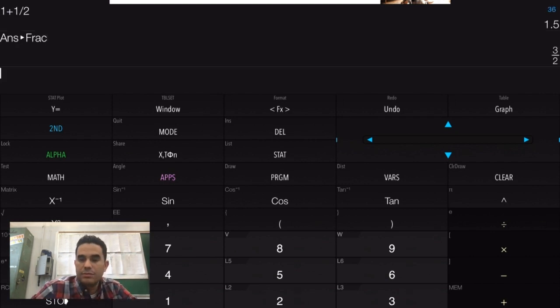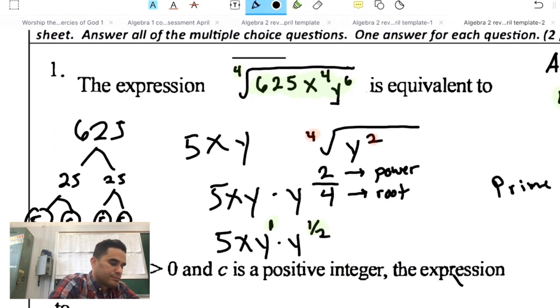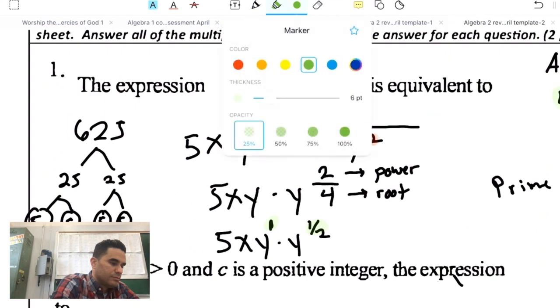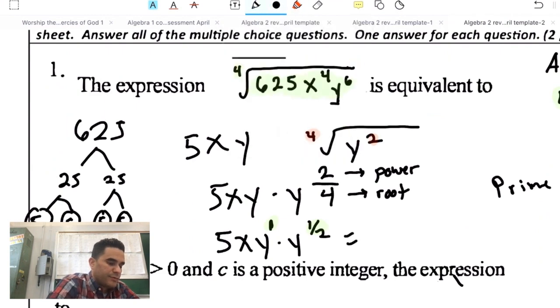So this becomes 5x y to the 3 over 2 power. Okay, so that's our answer there.